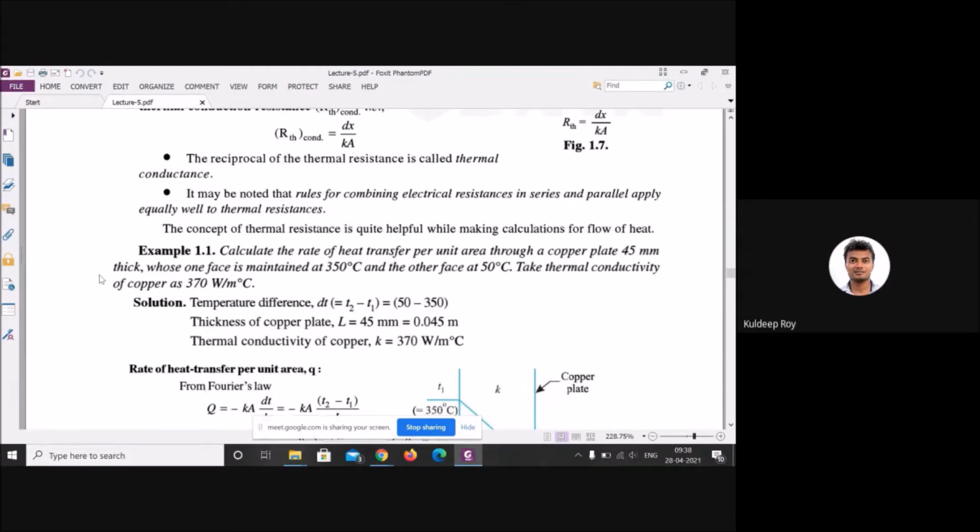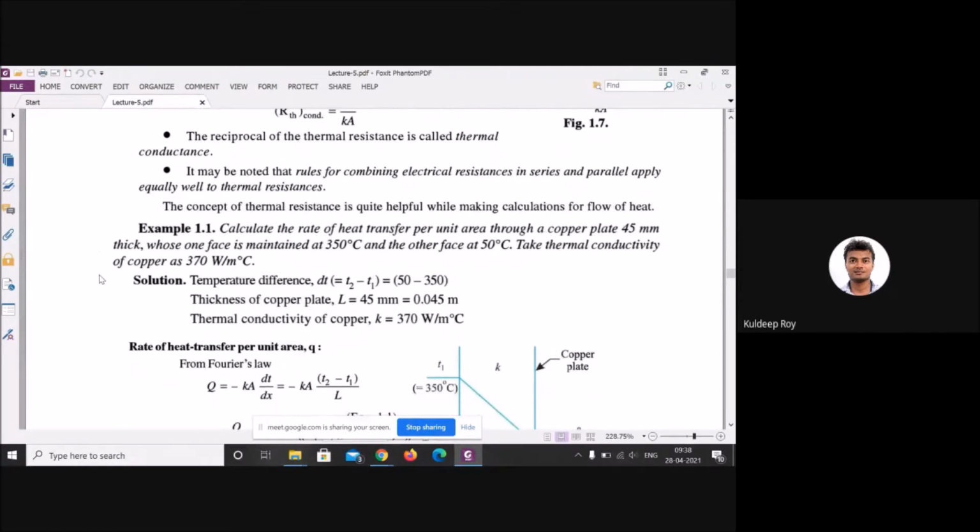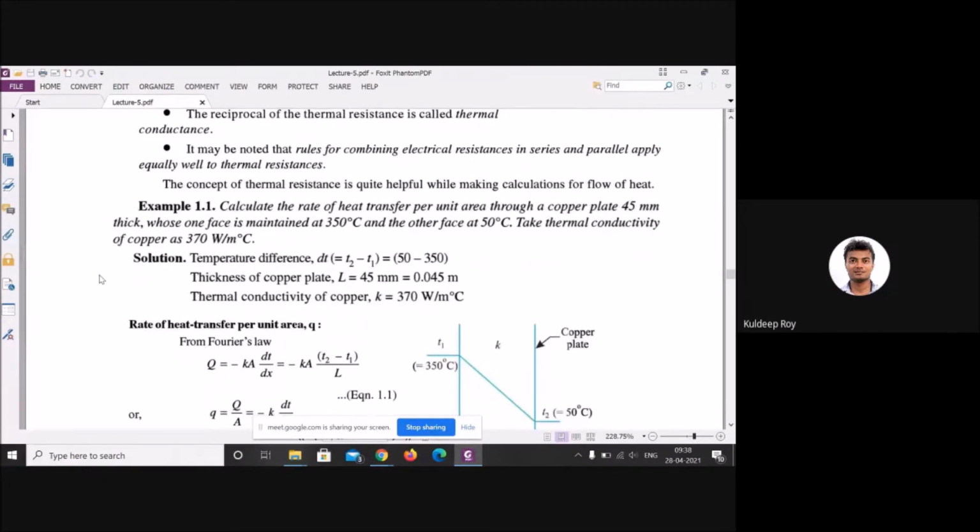Just tell me the answer. Anyone, please? Okay, you have to start with Fourier's law of heat conduction: Q equal to minus sign. Why minus sign? Because you are calculating in the decreasing direction. The temperature is decreasing from here to here, that's why the minus sign. K is the thermal conductivity of your copper, A is the area, and then del T by del X.